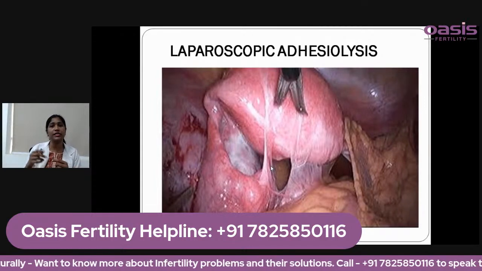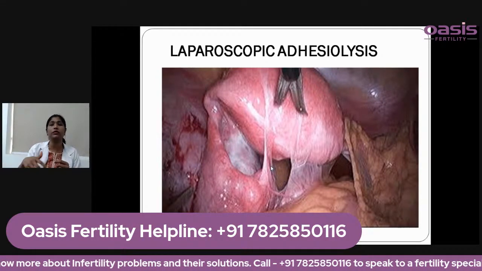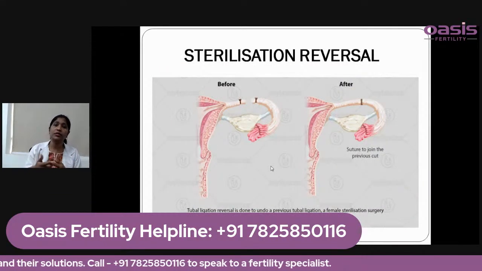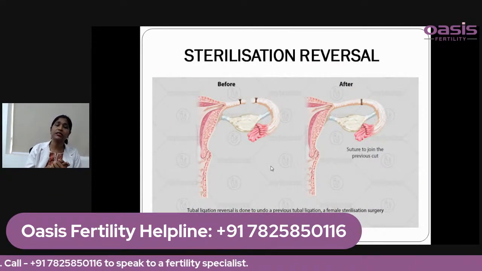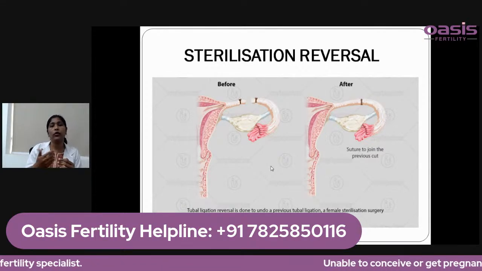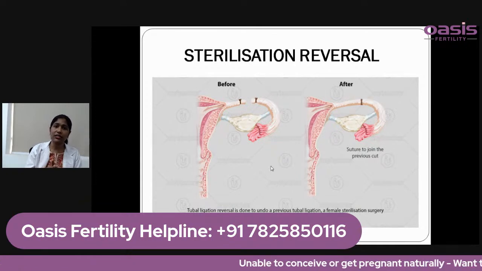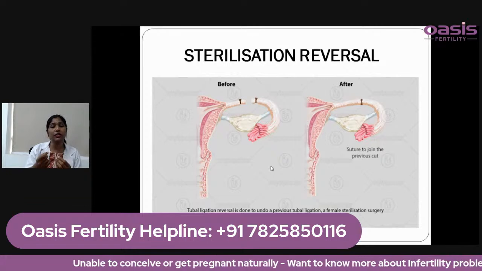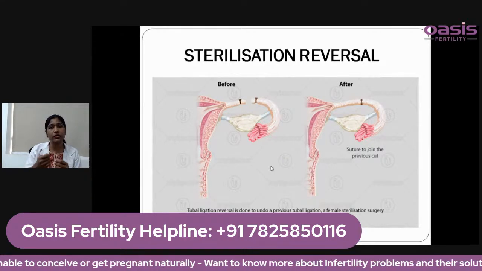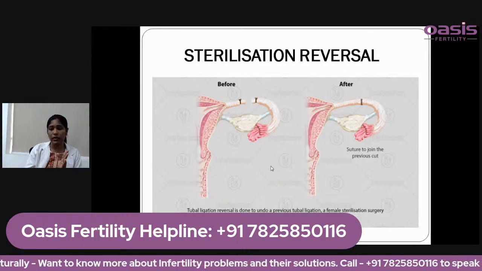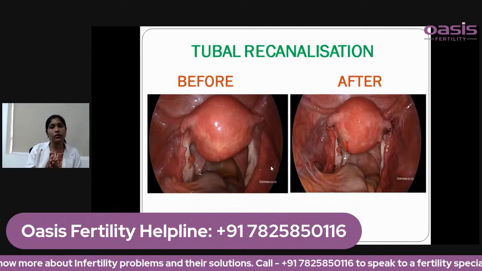Here in this picture, you can see we are using scissors and trying to cut down the adhesions which are present between the tubes and the uterus. Another procedure which is also done for patients who have undergone sterilization in the past and now want another pregnancy is sterilization reversal. Again, this can be done under laparoscopy, but because tubes are very fine structures, it requires microsurgical techniques to reconnect both the fallopian tubes. So this is how it looks in laparoscopy.